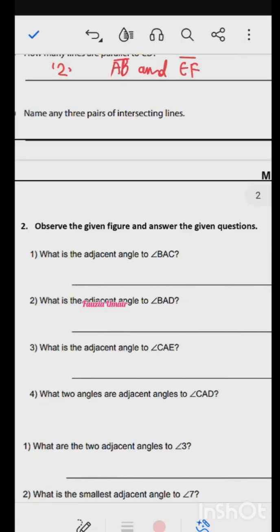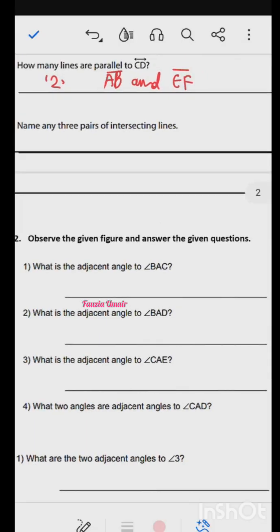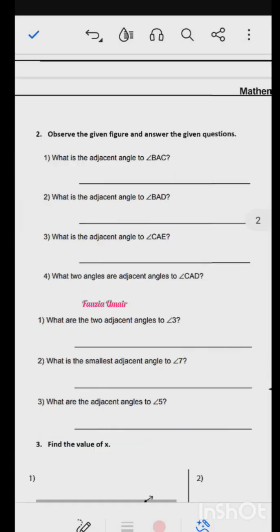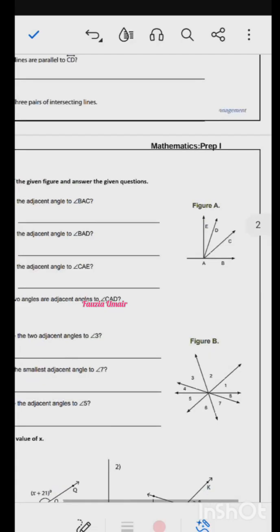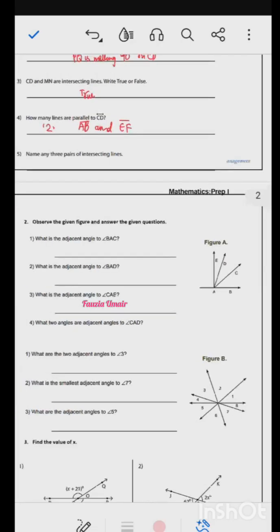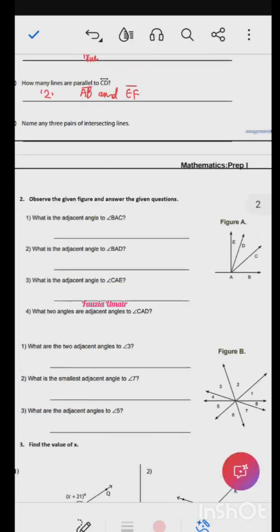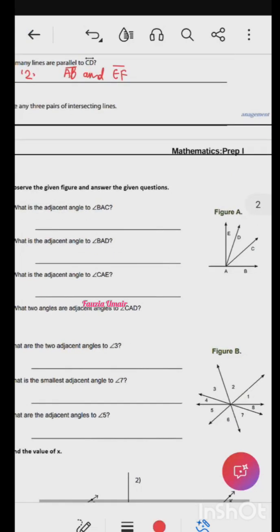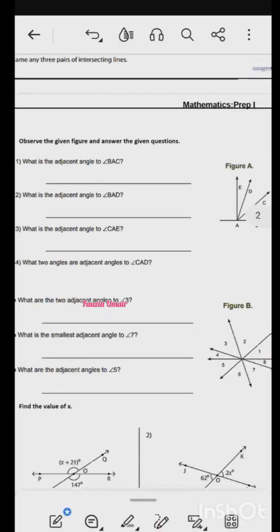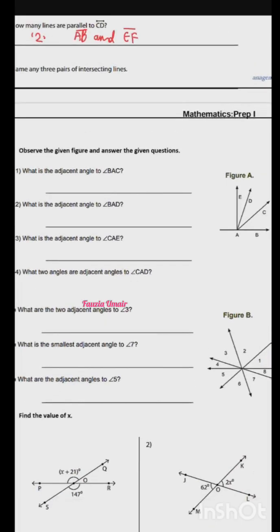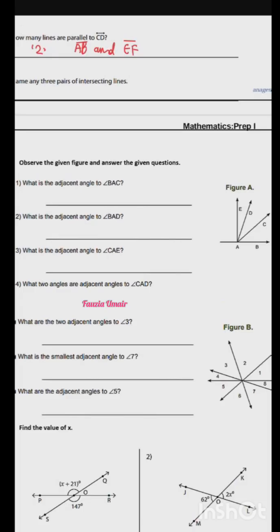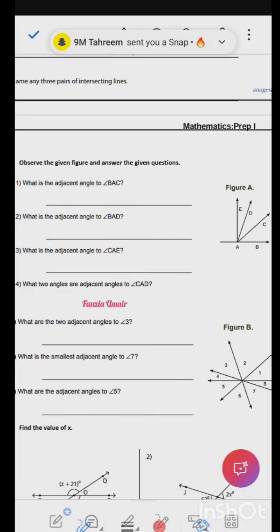All right. So observe the given figure. For this question, we need to learn about adjacent angles. First of all, you should know what adjacent angles are. Ma'am, when three pairs of angles make 90. What does the word adjacent mean in English?